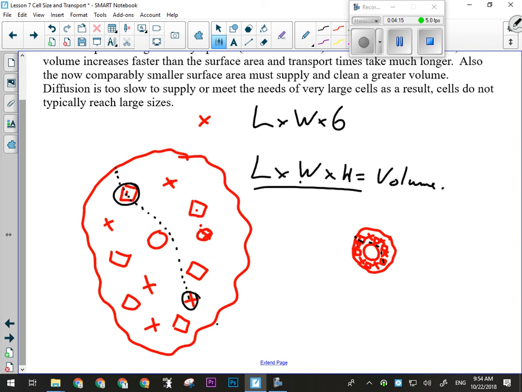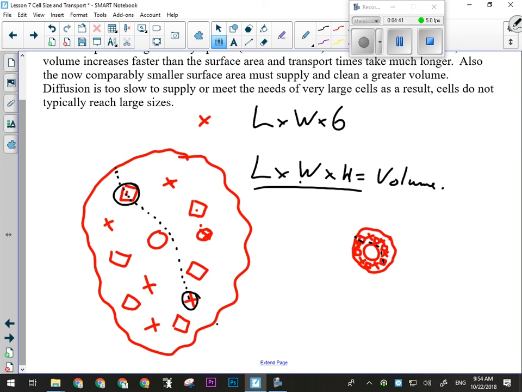If we're looking at these two cells, the one on the right here is a normal cell. The X's and O's and whatever are all just the organelles. If something has to go from this organelle to this organelle, it doesn't have to go very far. So is diffusion going to work? It's just going from high concentration to low concentration. That's not a great distance. It'll probably work just fine. Not all of it's going to get there, but most of it will.